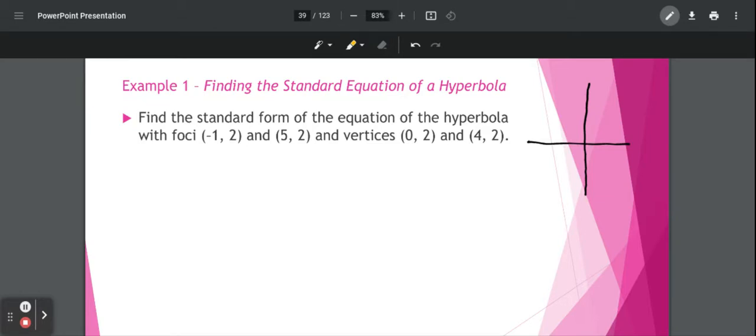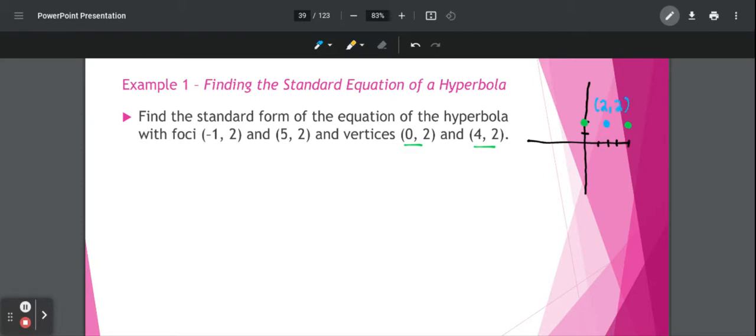So if we have vertices at the point (0, 2) and (4, 2), I'll go green for vertices. So vertices are here. So we're at (0, 2) and (4, 2). Now something that we know is that the center is always halfway between those vertices. So our center, if we go from 0 to 4, halfway in there is here at 2, right? So our center is going to be at the point (2, 2). So we could write down that we know that the center is at (2, 2).